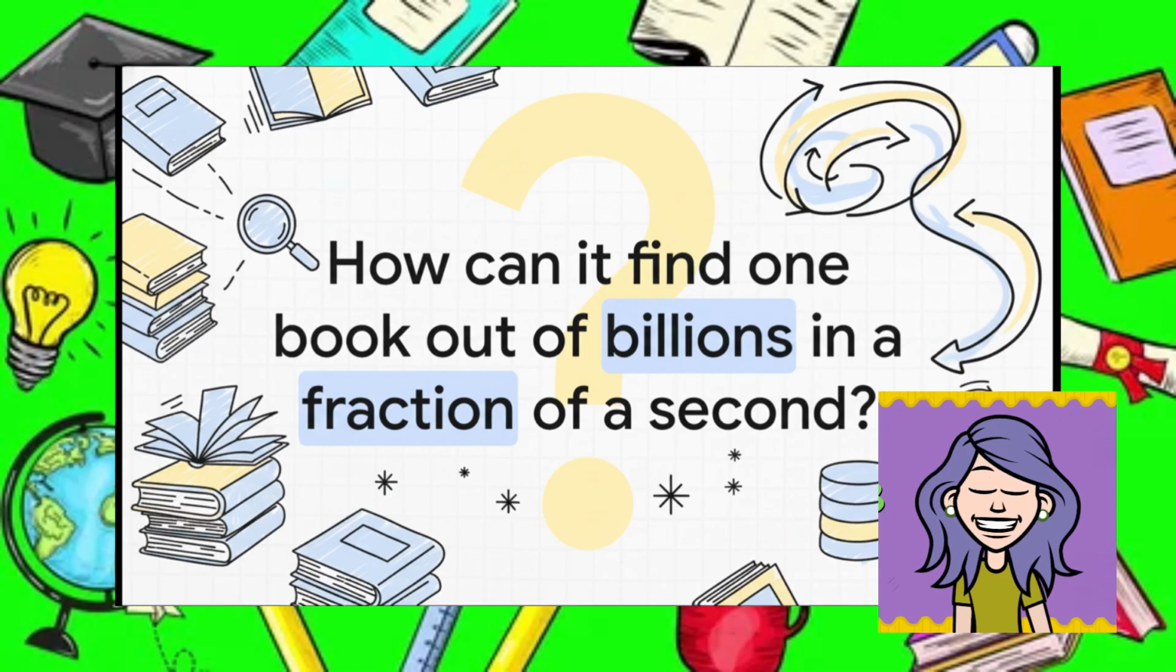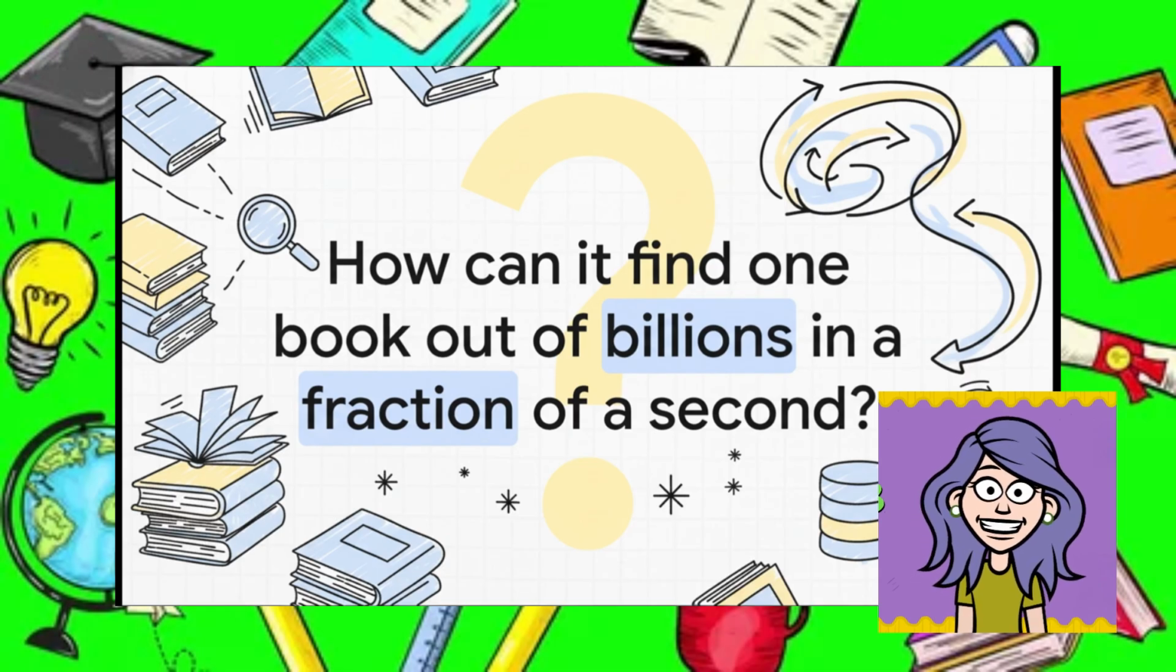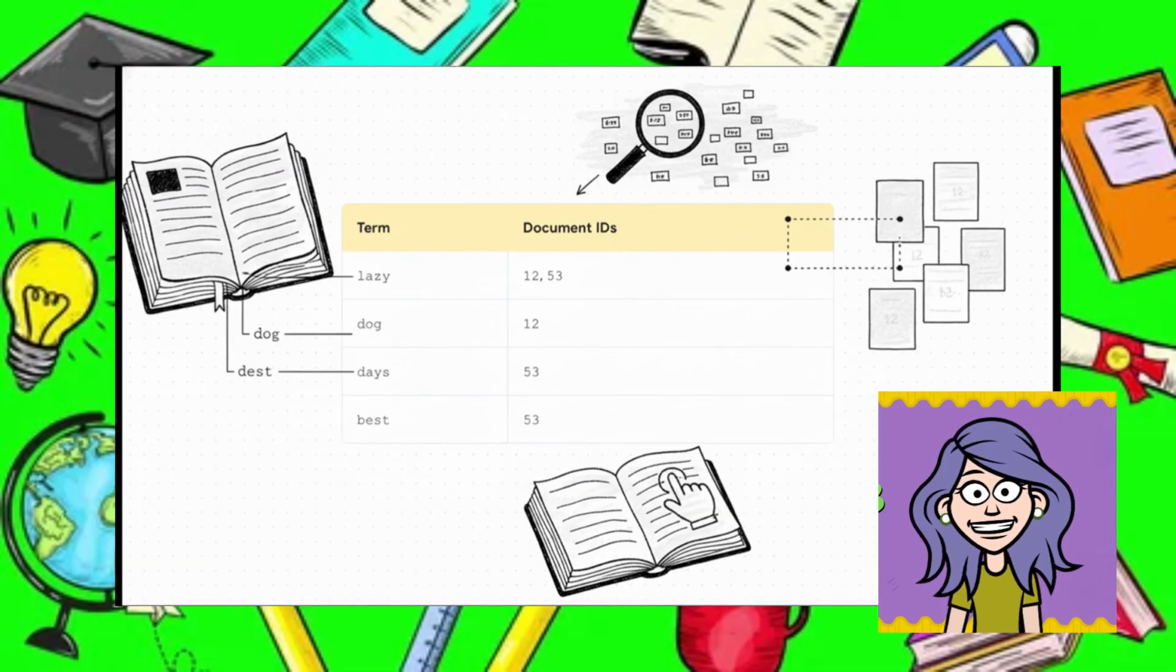Can you imagine how slow that would be? It would be unusable. There has to be a smarter way. And here it is. This is the inverted index. This is the real aha moment.